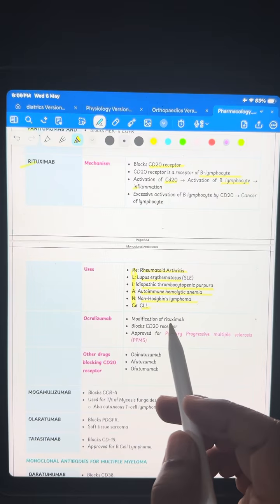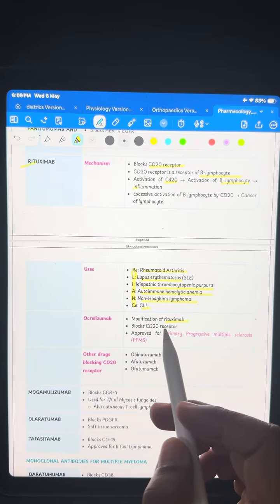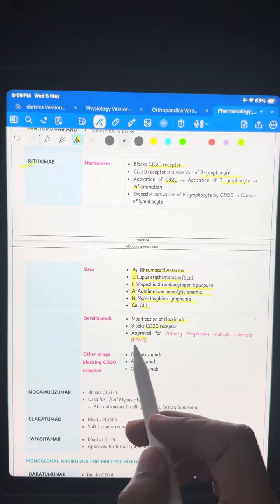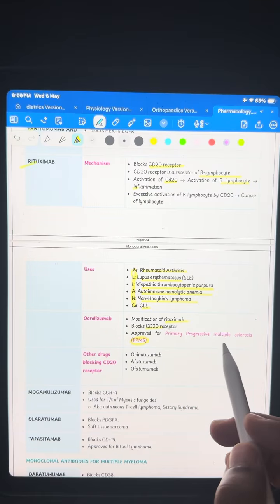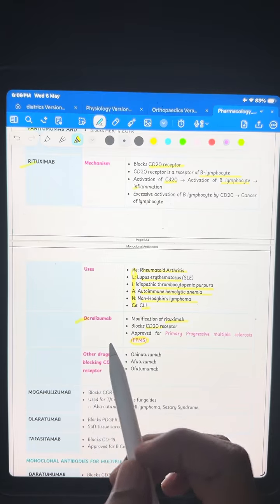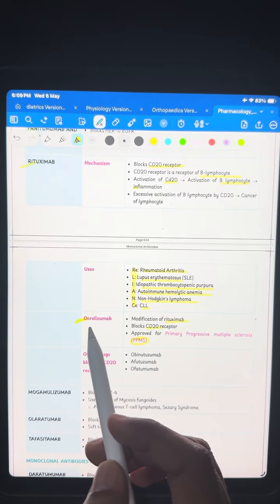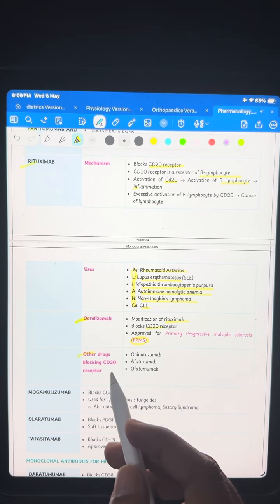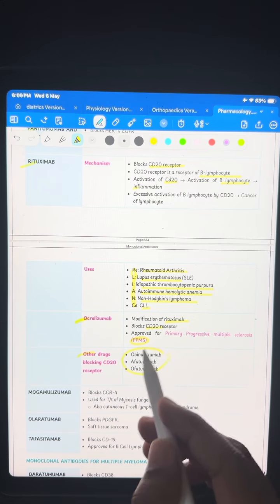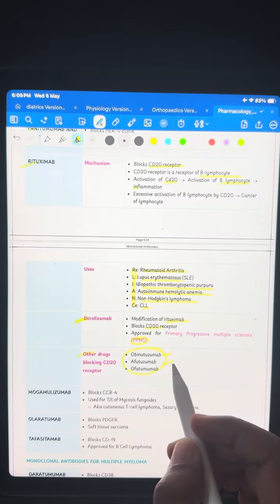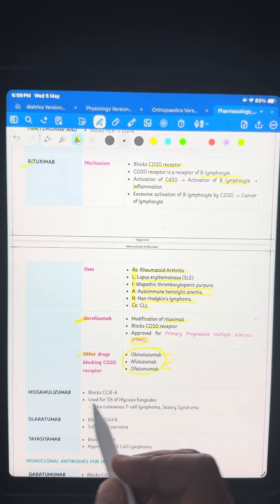Ocrelizumab, a modification of rituximab, blocks CD20, approved for PPMS, which is primary progressive multiple sclerosis. Remember, this is a very important question from the MCQ point of view. Ocrelizumab. There are other drugs also which block this CD20 receptor. First is obinutuzumab, then ofatumumab.